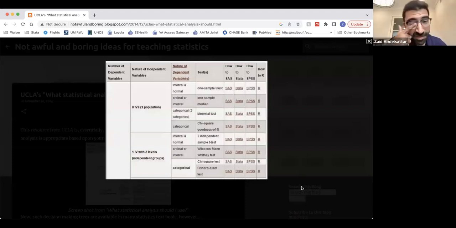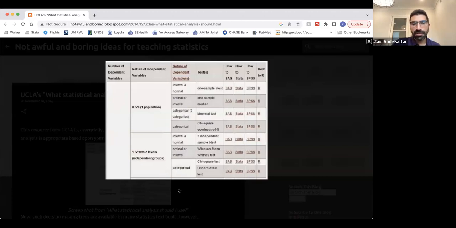Yeah, so this is from UCLA, University of California, Los Angeles. Their website, I can't find the exact website, but this is exactly what the table looks like. It has the number of dependent variables and the number of independent variables. Dependent is basically your outcome. Independent are your exposure and everything you want to focus on. And then this is the specific nature of the variable.